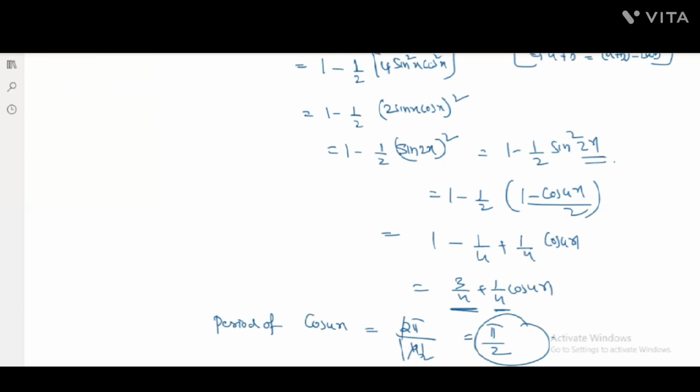So this is the way we find the period for different kinds of functions. When we solve the DPP, daily practice problems, I will solve many questions based on each topic.